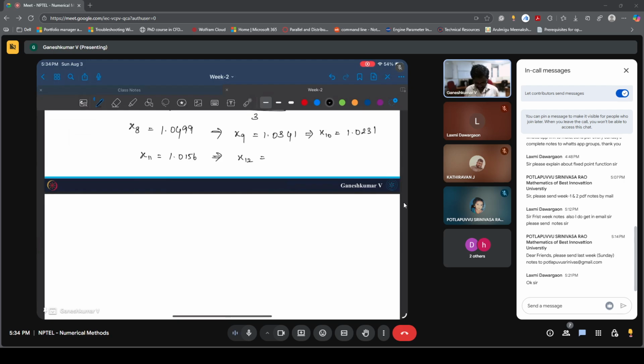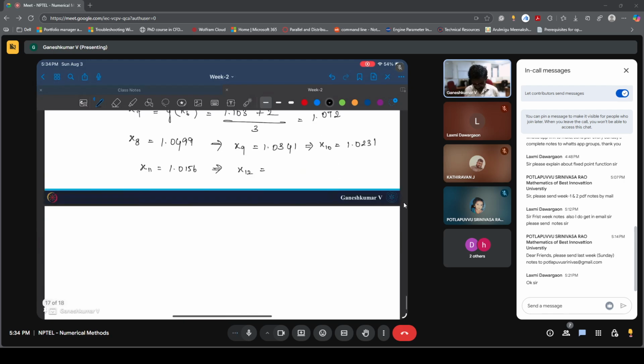So you can keep doing this. 3, 1.01 plus 2 by 3, 1.007. I think it converges to 1. x infinity, or whenever it is, it converges to 1.